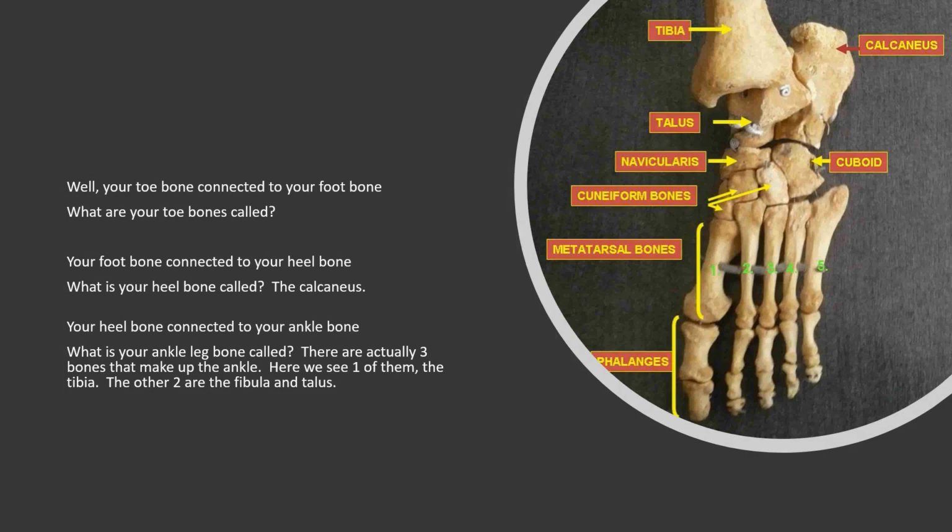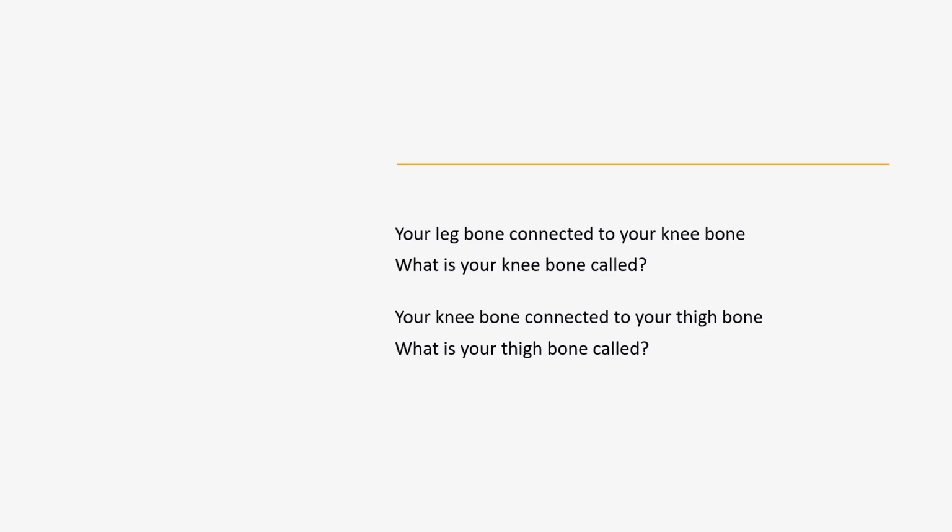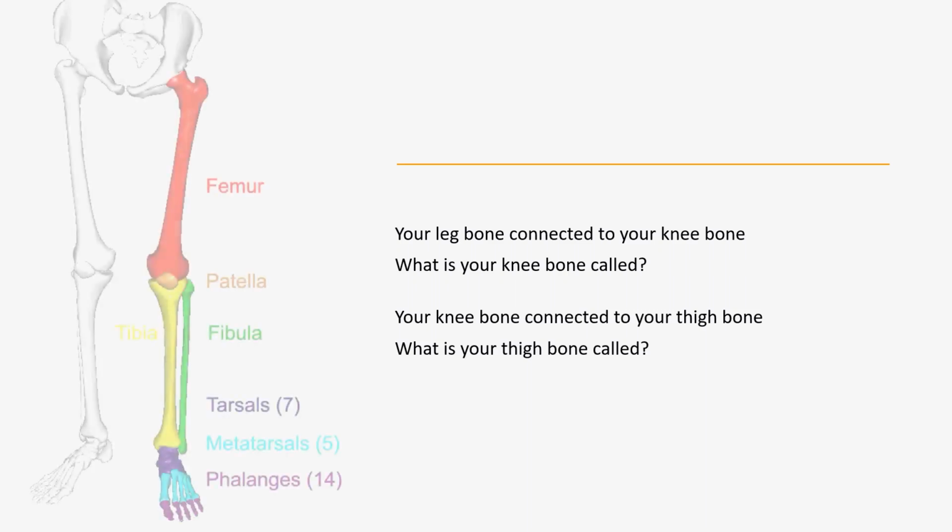Your heel bone is connected to your ankle bone. What is that ankle leg bone called? There are actually 3 bones that make up the ankle. Here we see one of them, the tibia. The other 2 are the fibula and the talus. Your leg bone is connected to your knee bone.